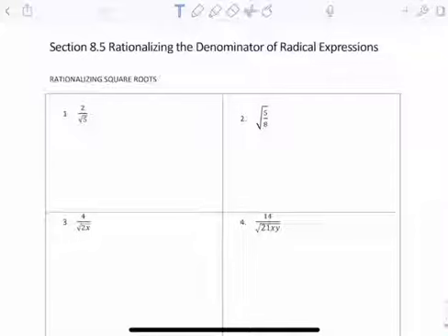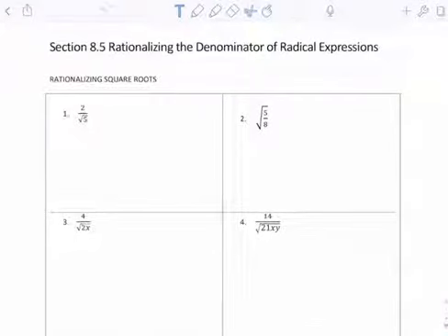In 8.5, rationalizing the denominator of a radical expression. So for some reason, some mathematicians decided that radicals in the denominator are not okay. You have certainly learned how to rationalize the denominator when it's just a square root in the denominator. So it's actually pretty easy.